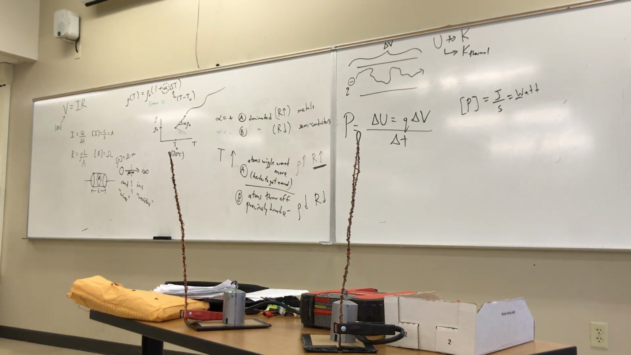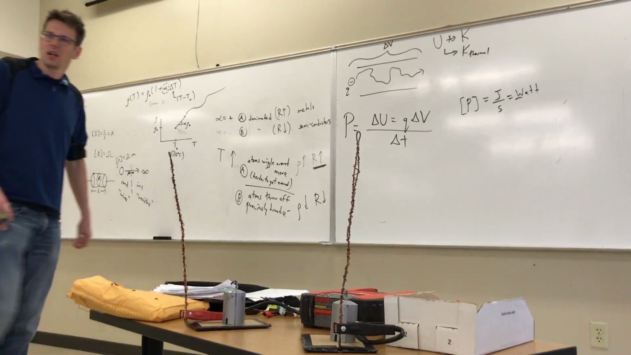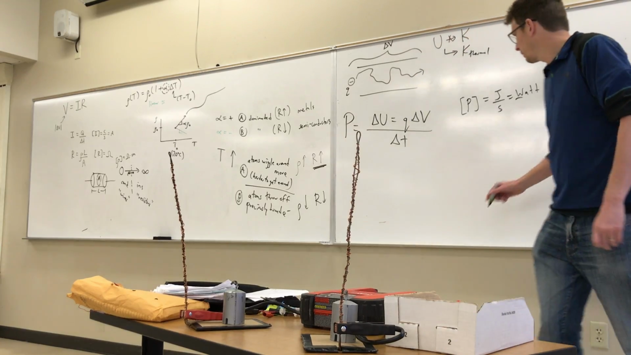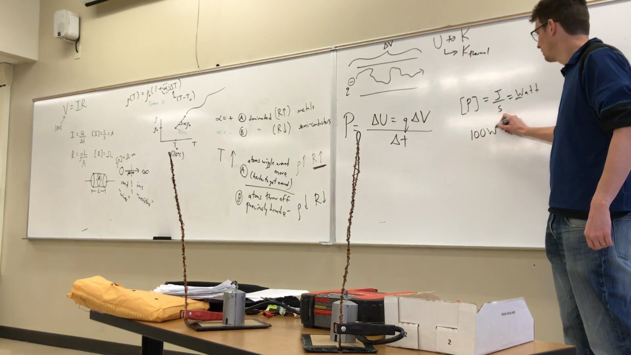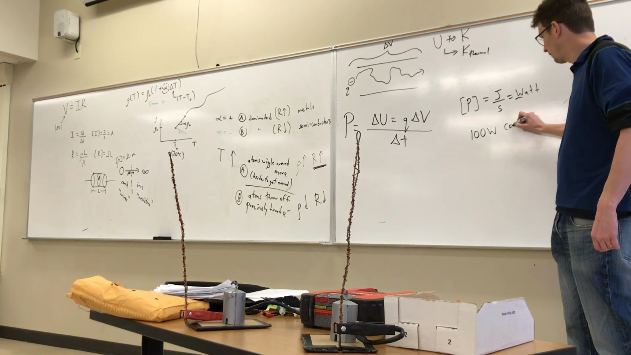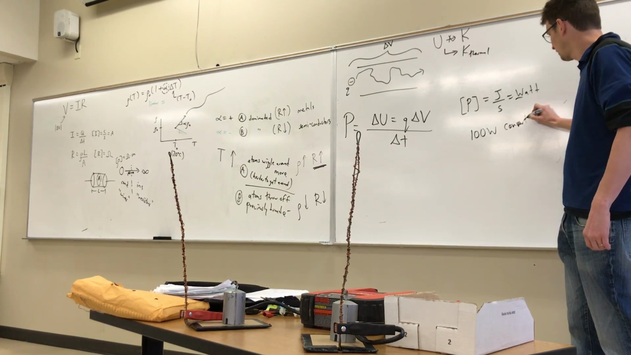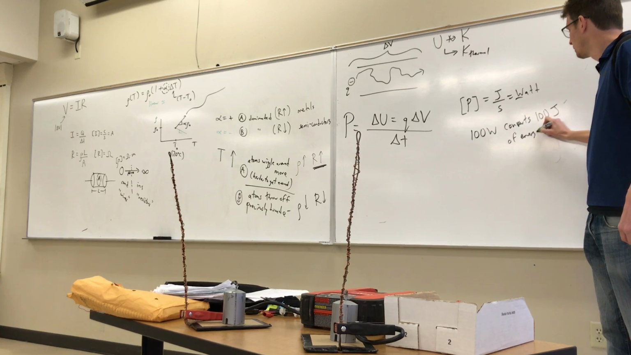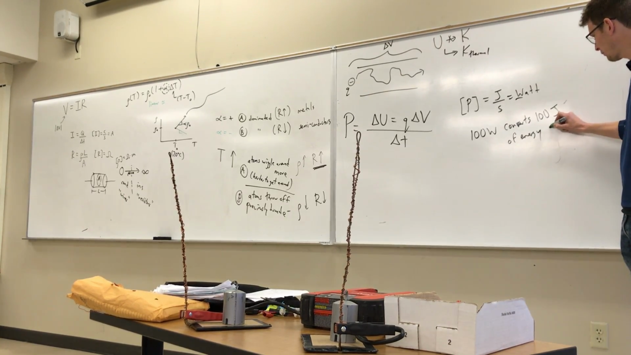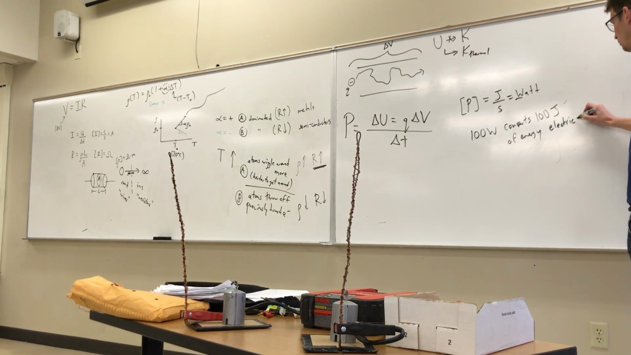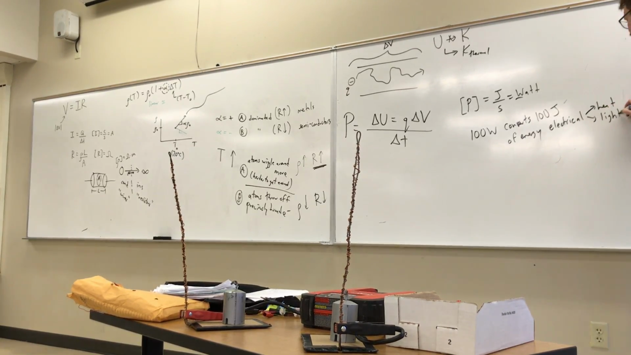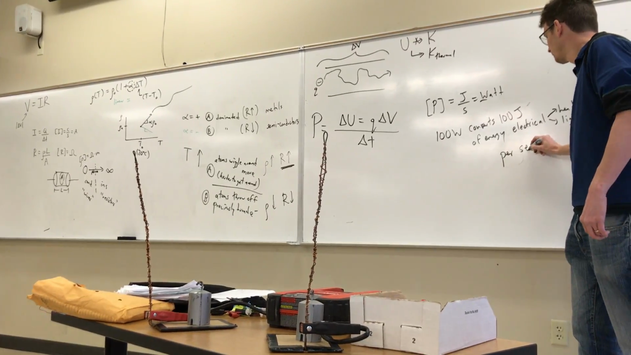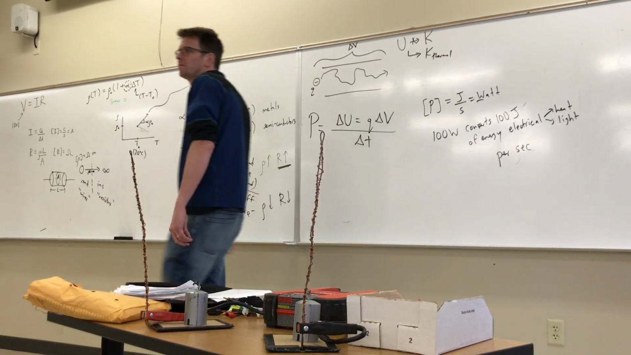So why, for instance, is a 100-watt light bulb brighter than a 50-watt light bulb? Well, a 100-watt light bulb, what does that really mean? What that's saying is it converts 100 joules of energy from electrical to heat and light per second. That's what 100 watts means.